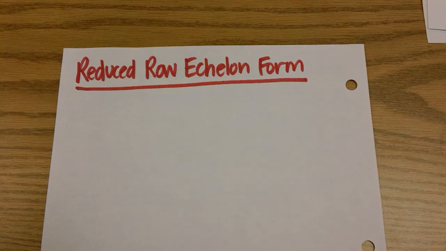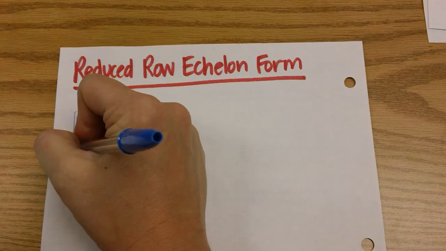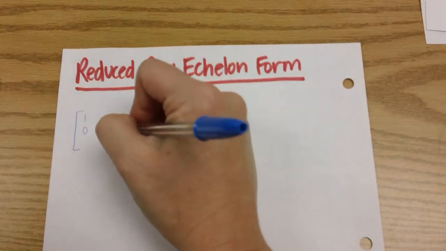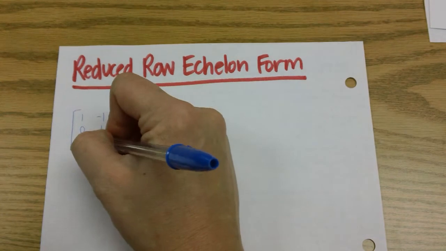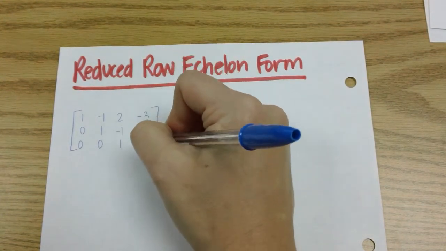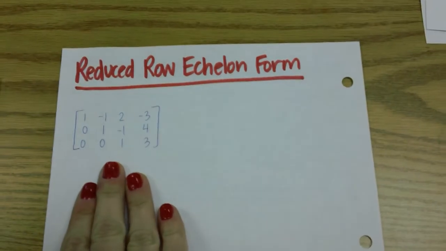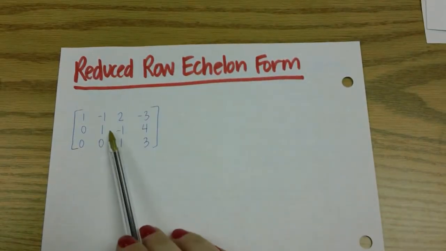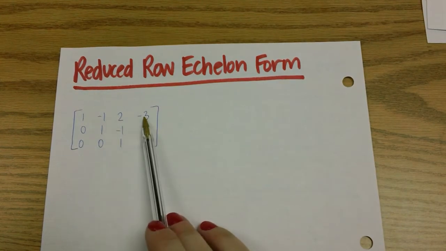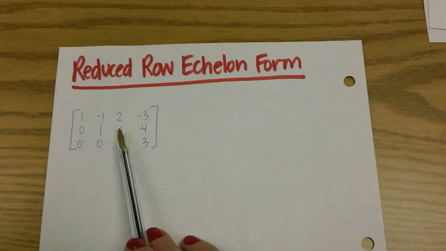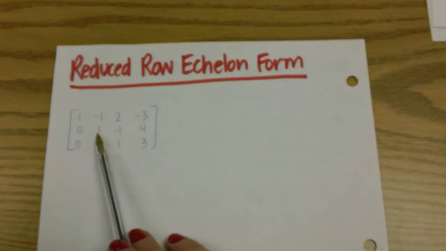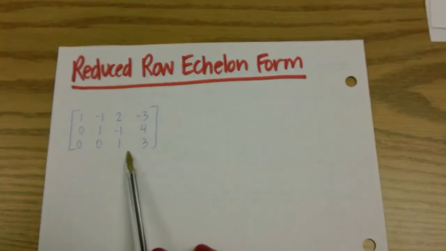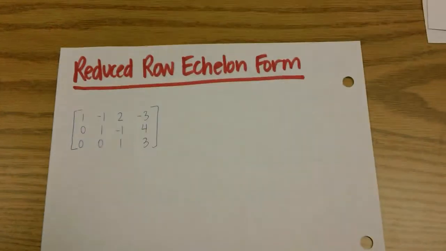Okay, so if we take our answer from our previous problem, our row echelon form was 1, negative 1, 2, negative 3, 0, 1, negative 1, 4, 0, 0, 1, 3. Remember, this is our row echelon form from our previous example. What we want to do is essentially make these terms in the first row zeros, so we have 1 and 4, or whatever this value will be. It's going to change. And then here, this one is already good because we have 1 and 3 here.